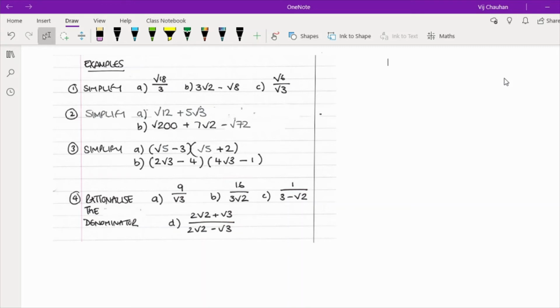If you'd like to pause the video to have a go at some of these questions, please feel free to. Otherwise, let's get started and work through some of these examples. So we start off with question 1a. Question 1a says root 18 over 3.